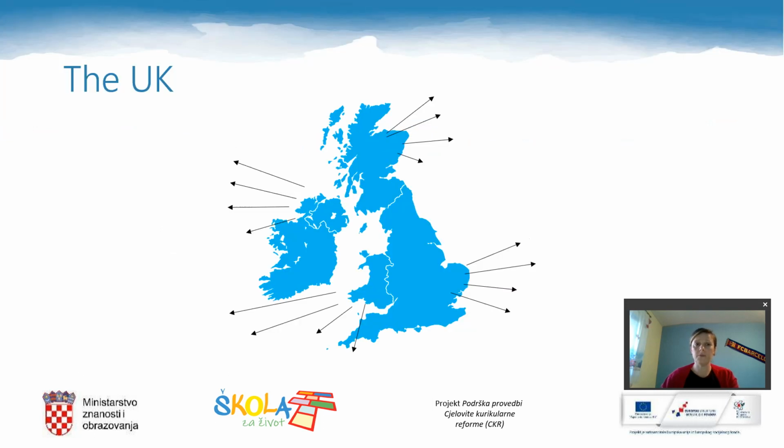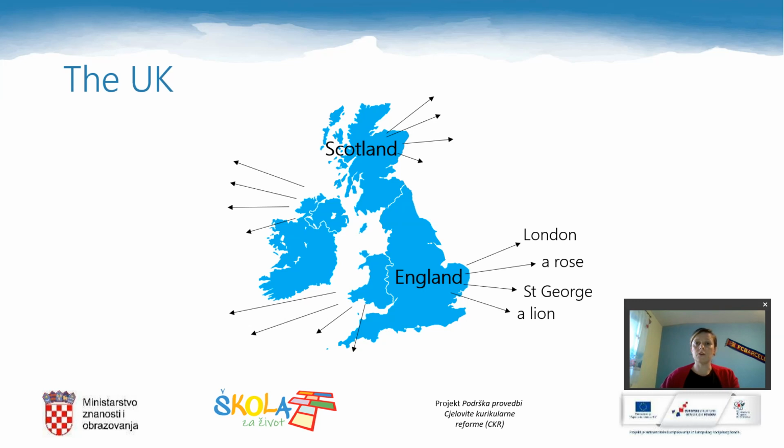So let's start. Last time I told you that the UK consists of 4 countries. England is the largest country in the UK. The capital city is London. A rose is a national flower. St. George is the patron saint of England, and a lion is a national animal.